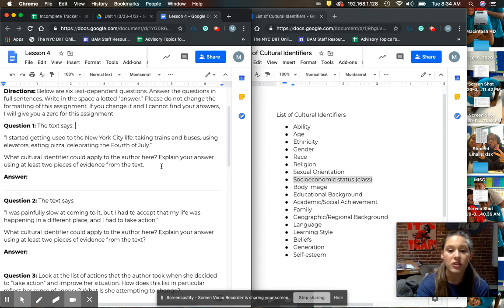When you're answering this question, you need to explain using at least 2 pieces of evidence. You need to choose a cultural identifier, and then find 2 additional pieces of evidence from the text that are not this quote to support your claim about which cultural identifier is represented in this quote. You're going to use the whole text to help you decide what cultural identifier this quote is talking about. And you're going to do the same type of thing with question 2.